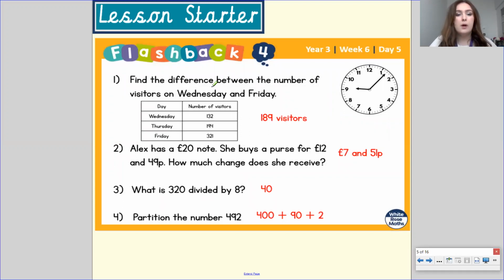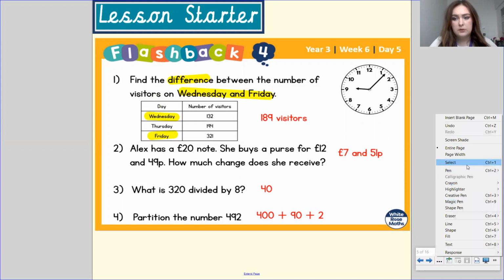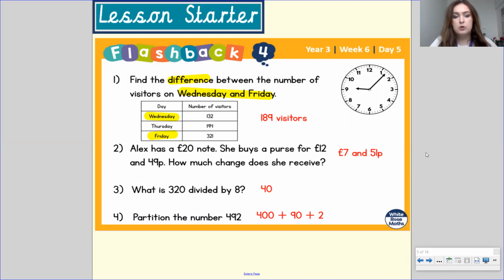Okay, so question number 1 says, find the difference between the number of visitors on Wednesday and Friday. Then you have a table here, and we're interested in Wednesday and Friday. Now, because we're finding the difference, what we need to do is subtract the smallest number from the biggest number. So we would be doing 321, take away 132, which would give the answer of 189 visitors. So give yourself a tick if you got that correct.